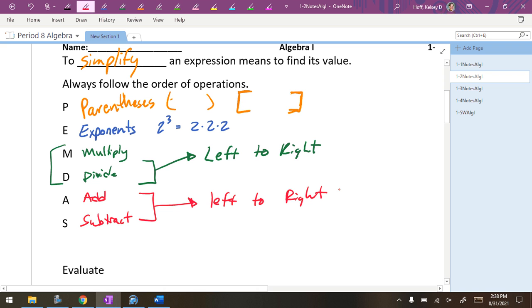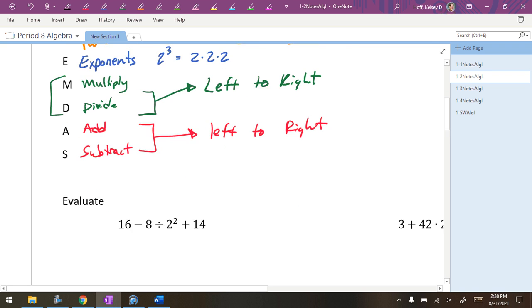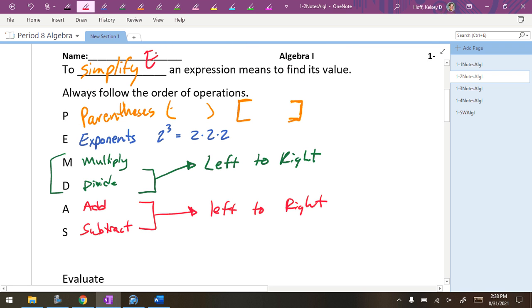Okay? Oh, I guess they use the word evaluate. Maybe I should put evaluate up here. Again, whoever wrote these should know what they're going to say. Simplify or evaluate.